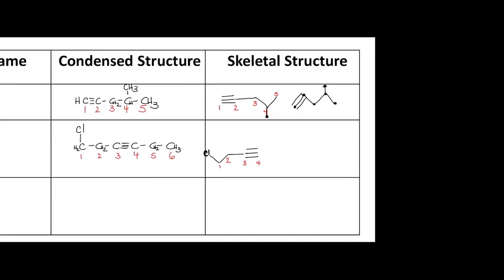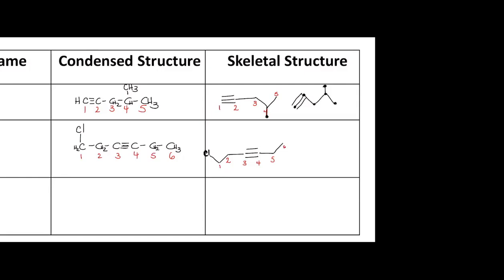Then we move on to the next side. Carbon 4 is connected to carbon 5. And carbon 5 is tetrahedral. It has 4 electron groups. So then I can bend it. And that gives rise to carbon 6. So this is one of the acceptable ways to draw the molecule.